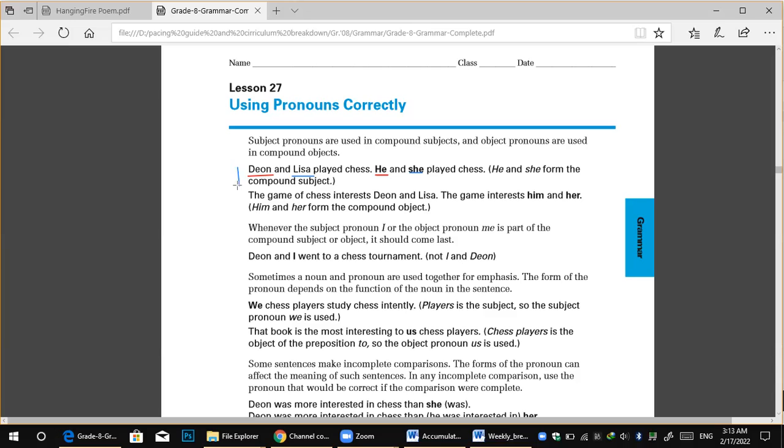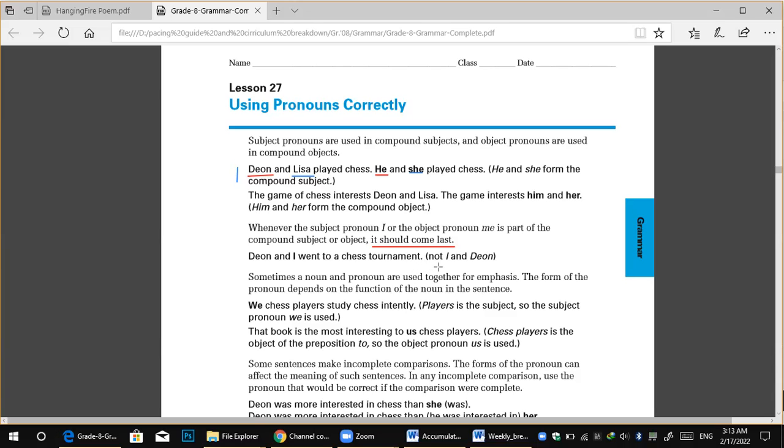Okay, so here we have an important part you have to focus on. Whenever the subject pronoun I or the object pronoun me is part of a compound subject, it should come last. It should come last. Okay, just a minute. What does it mean, should come last? For example, here, can you read the example? The example says: Dion and I went to the chess tournament.